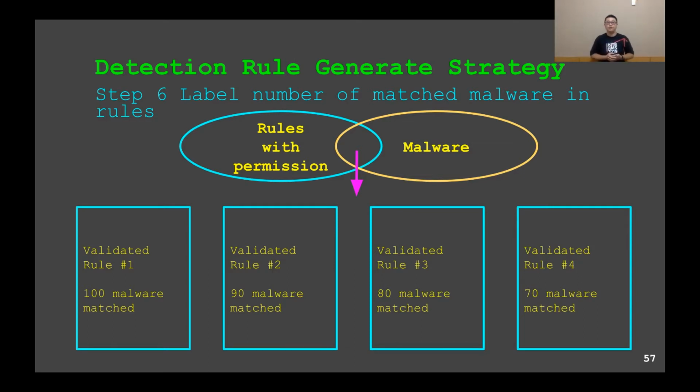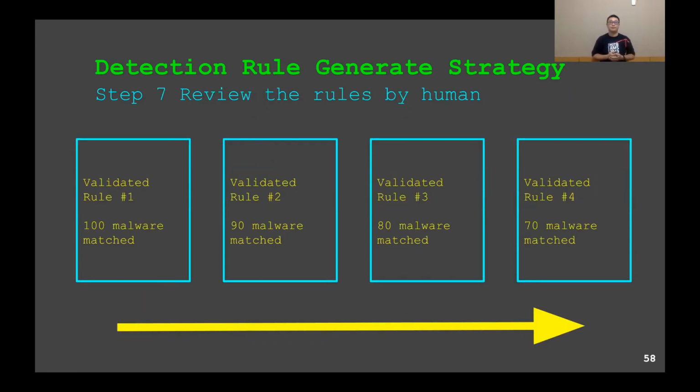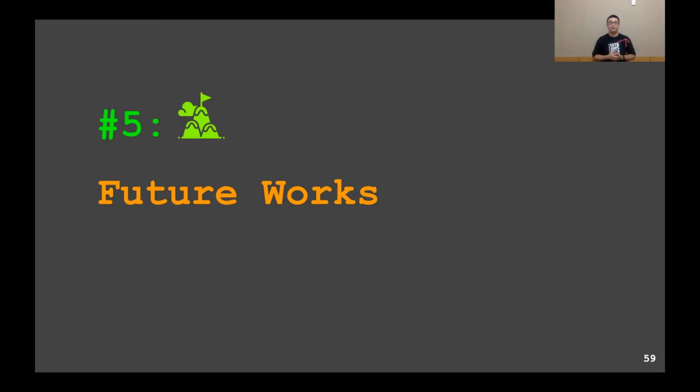After that, for each rule, we label the number of matched malware. So, as you can see, the behavior of rule number 1 can be found in 100 malware. And the behavior of rule number 3 can be found in 80 malware, etc. We label such information somewhere. And in step 7, after labeling the rules, we then sort the rules by the number of matched malware. And we will review the rules starting from the highest match. That's our strategy for the production of rules.